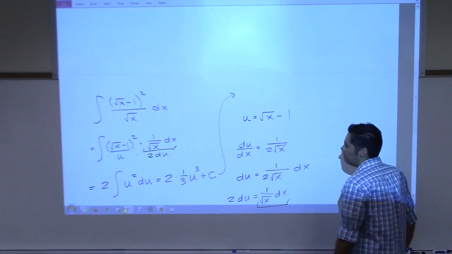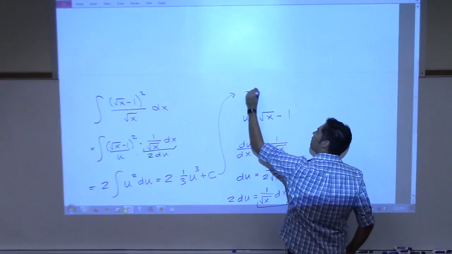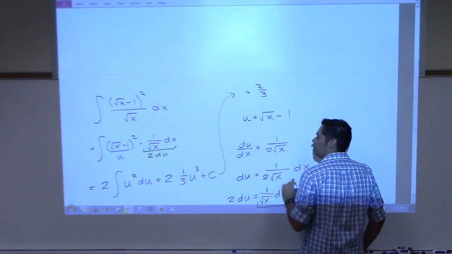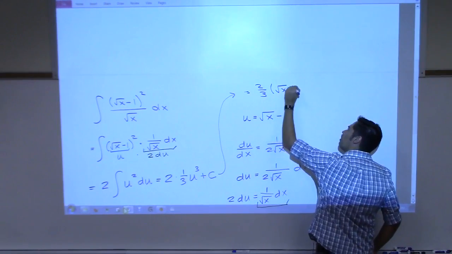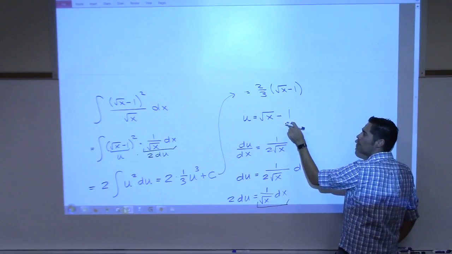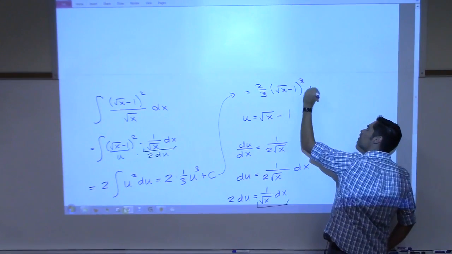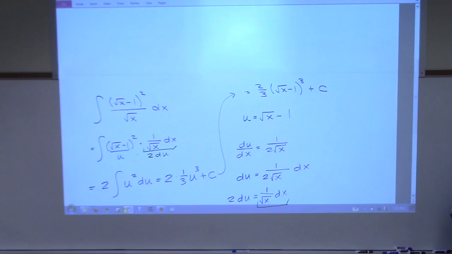So what's my final answer then? 2/3. Write that as one fraction. Parentheses, square root of x minus 1. That's your u, right? That was u right there. Cubed plus c. Box it up and you're done. Good job.